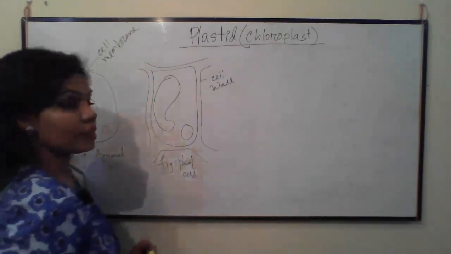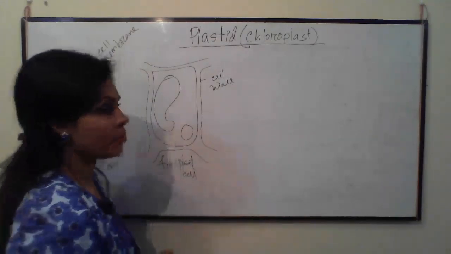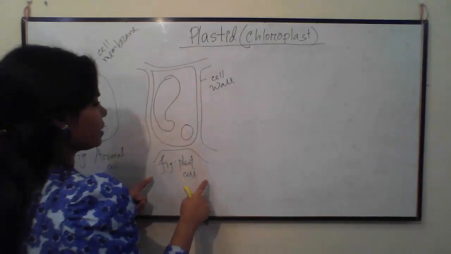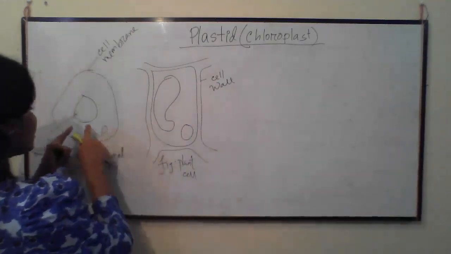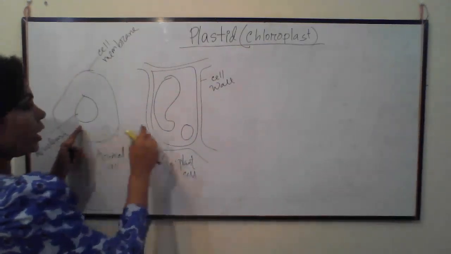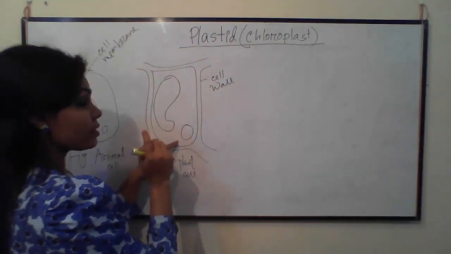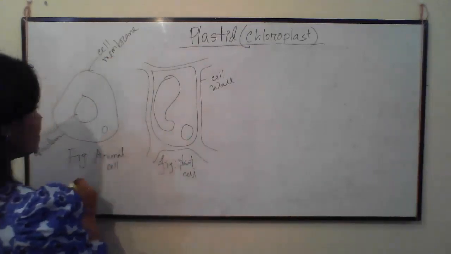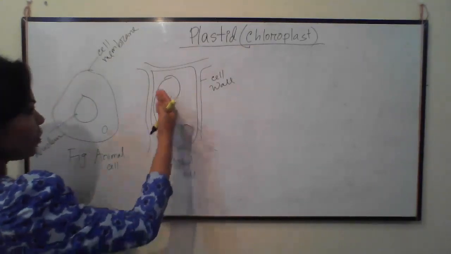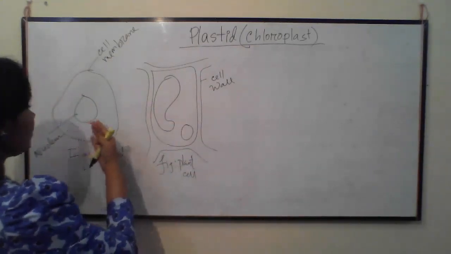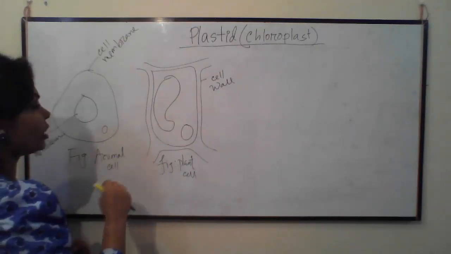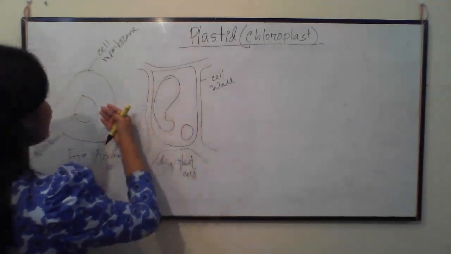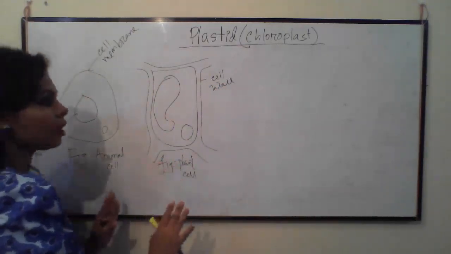So how many differences have we already got? The shape of the plant cell, the position of the nucleus, which is dissimilar, and the large permanent vacuole in plant cell. In animal cell there is no large permanent vacuole. In plant cell, there is a cell wall. In animal cell, there is no cell wall.